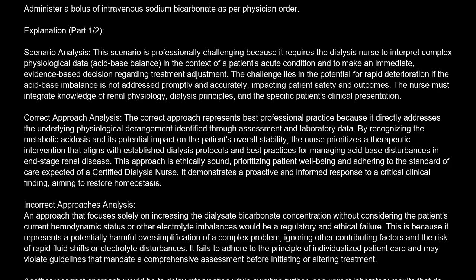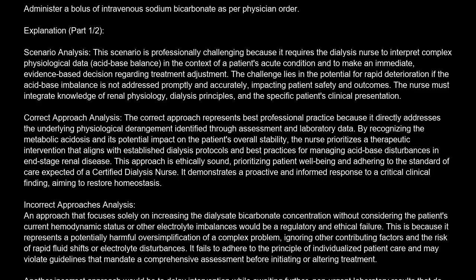Explanation. Scenario analysis. This scenario is professionally challenging because it requires the dialysis nurse to interpret complex physiological data, acid-base balance, in the context of a patient's acute condition, and to make an immediate evidence-based decision regarding treatment adjustment. The challenge lies in the potential for rapid deterioration if the acid-base imbalance is not addressed promptly and accurately, impacting patient safety and outcomes. The nurse must integrate knowledge of renal physiology, dialysis principles, and the specific patient's clinical presentation. Correct approach analysis.